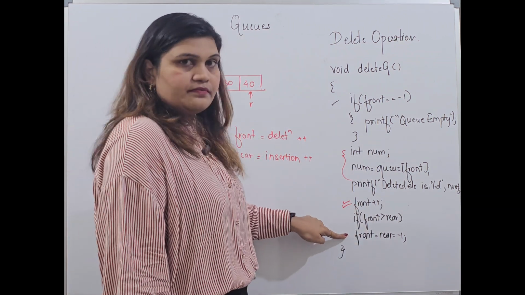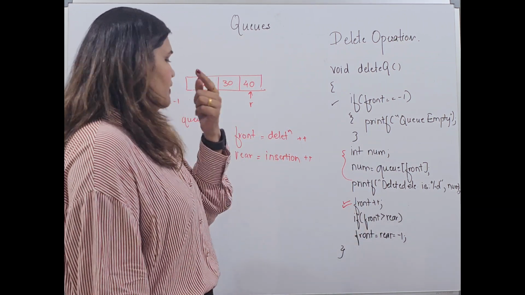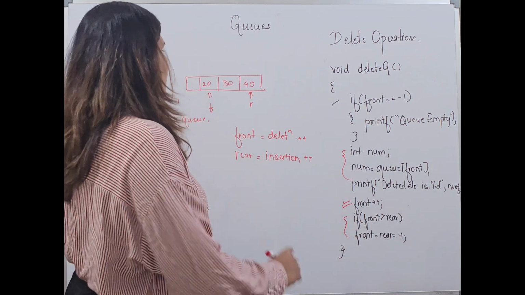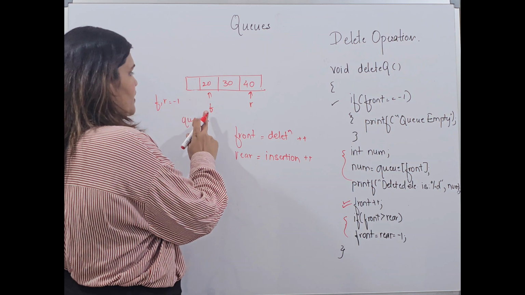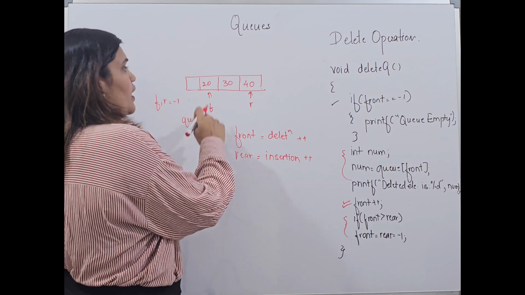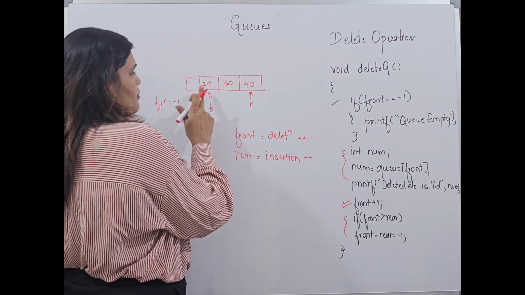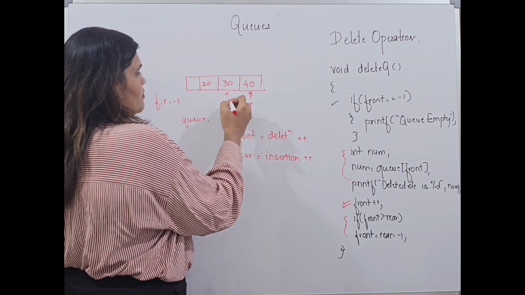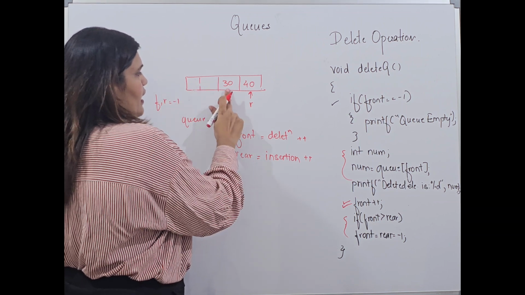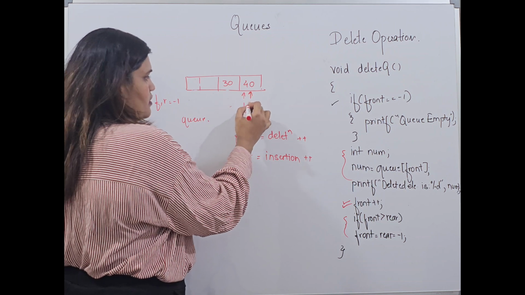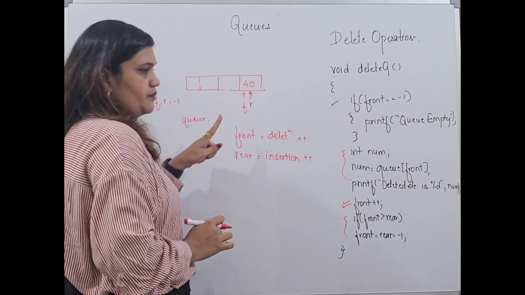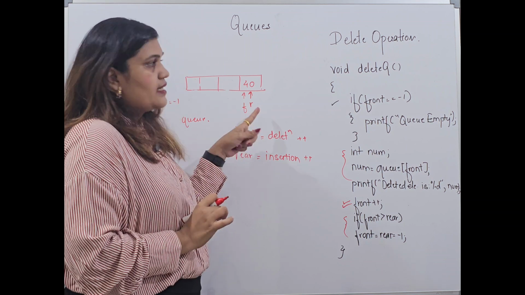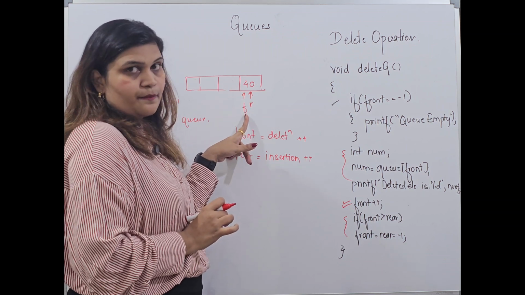Now what is this line doing? Let's try to understand what is happening here. Suppose my first element was deleted, my front is pointing here. Now again I want to delete the element. I increment my front, the previous element is deleted. I increment my front, the previous element is deleted. I increment my front, the previous element is deleted. Can you see this condition? Front and rear are at the same place. That is the last, maximum size.